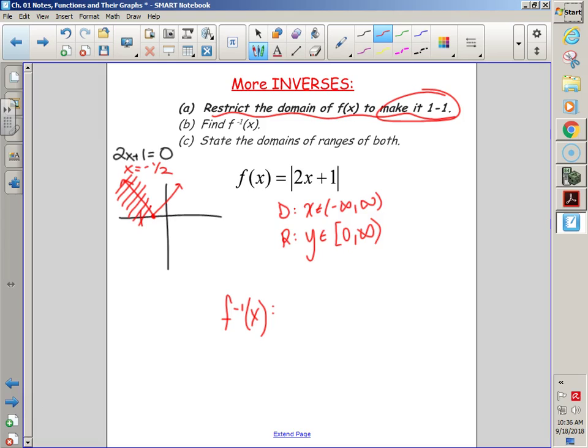And so what we're going to do is, instead of having all real numbers, we're going to say, no, no, no, that doesn't work because it fails. Go from negative 1/2 to infinity. Now we can go ahead and do our domain and range by switching.